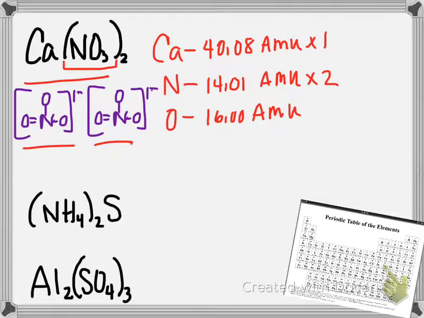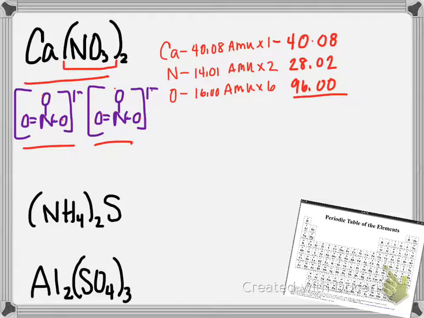Now, how many oxygen atoms do I have? Well, in this case, I have NO3 in the parentheses and 2 outside. I have 1, 2, 3, 4, 5, 6 oxygen atoms. That's a really easy place to make a mistake, so be aware of that one so that you can avoid making that particular mistake. Okay, so I have the atomic mass for each element times the number of times that element appears in the compound. Now I'm going to add them all up. I get 164.10 AMUs in that compound.